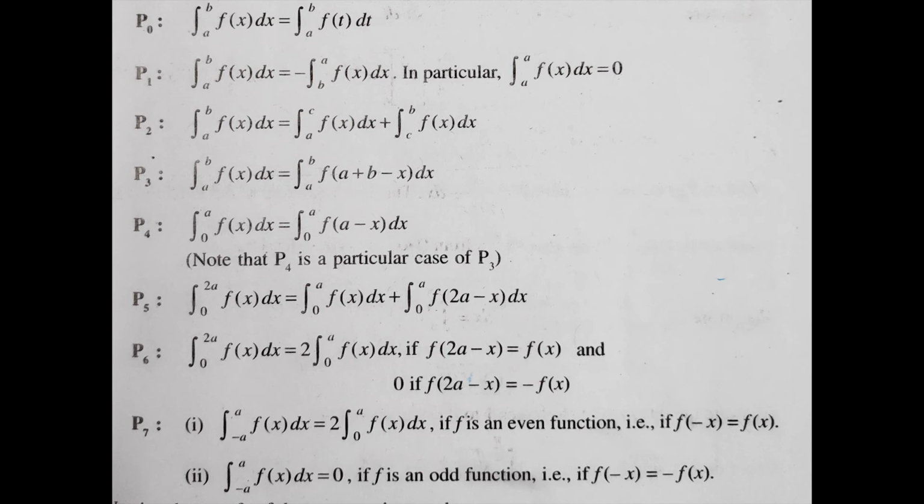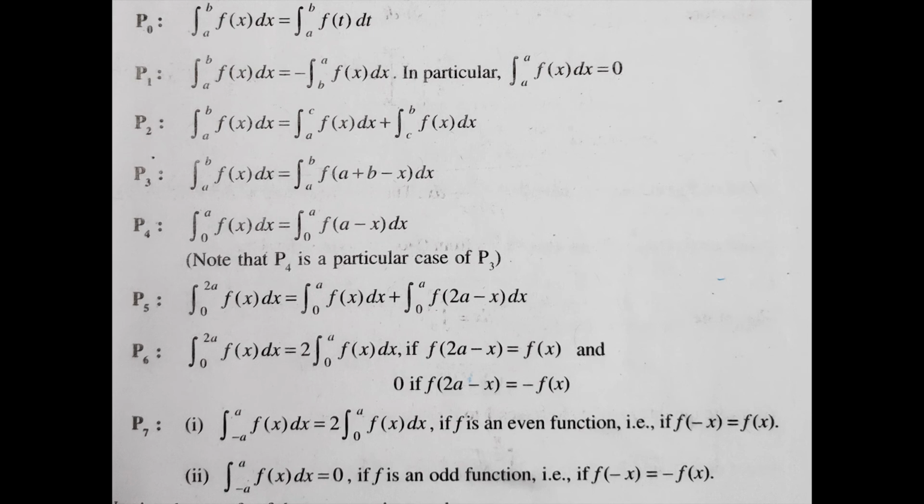This holds if f of 2a minus x is equal to f of x. That means in the function f of x, if I substitute 2a minus x for x and still get the function as f of x itself, then the integrand is the same as f of x, and the integral can be written as 2 times integral 0 to a f of x dx. Here I can call this function an even function. So, if the function is even, the integral can be written as 2 times integral 0 to a f of x dx.